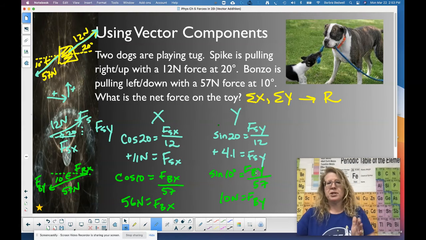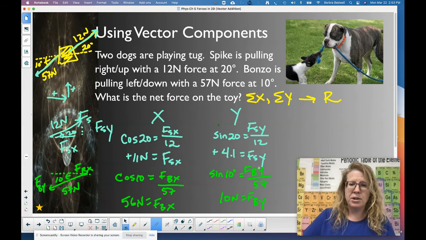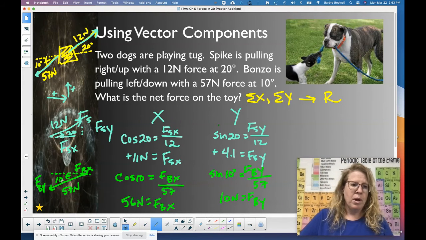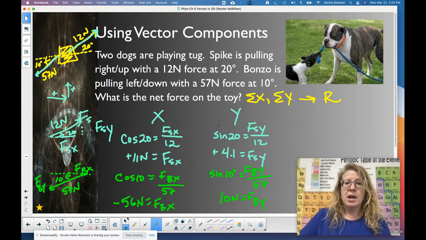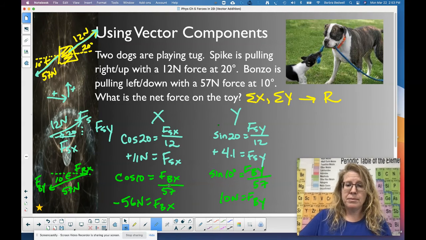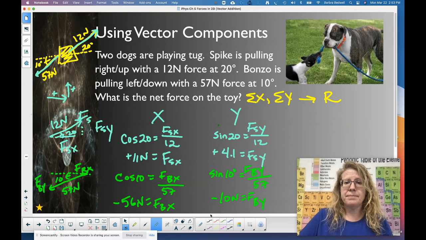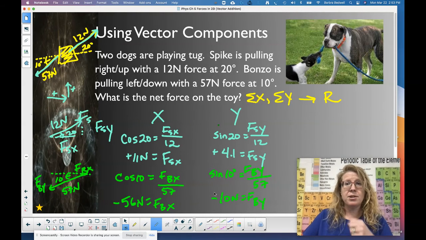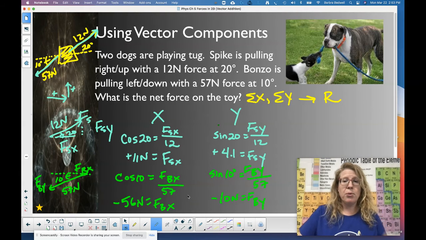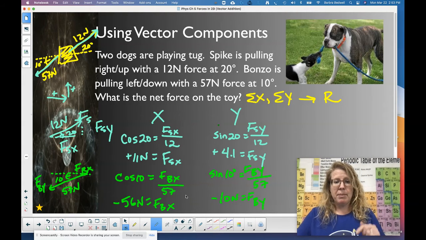Let's take a look at our directions. Again, this is the part that students a lot of times forget to do. What directions are these going? Well, Bonzo is pulling to the left. The x component of this force is to the left. Therefore, this is negative. Bonzo's also pulling down, so this is negative. Spike was pulling up and to the right, so those are both positive. Bonzo's pulling down and to the left, so these are both negative. So again, we got to be a little bit careful with this.